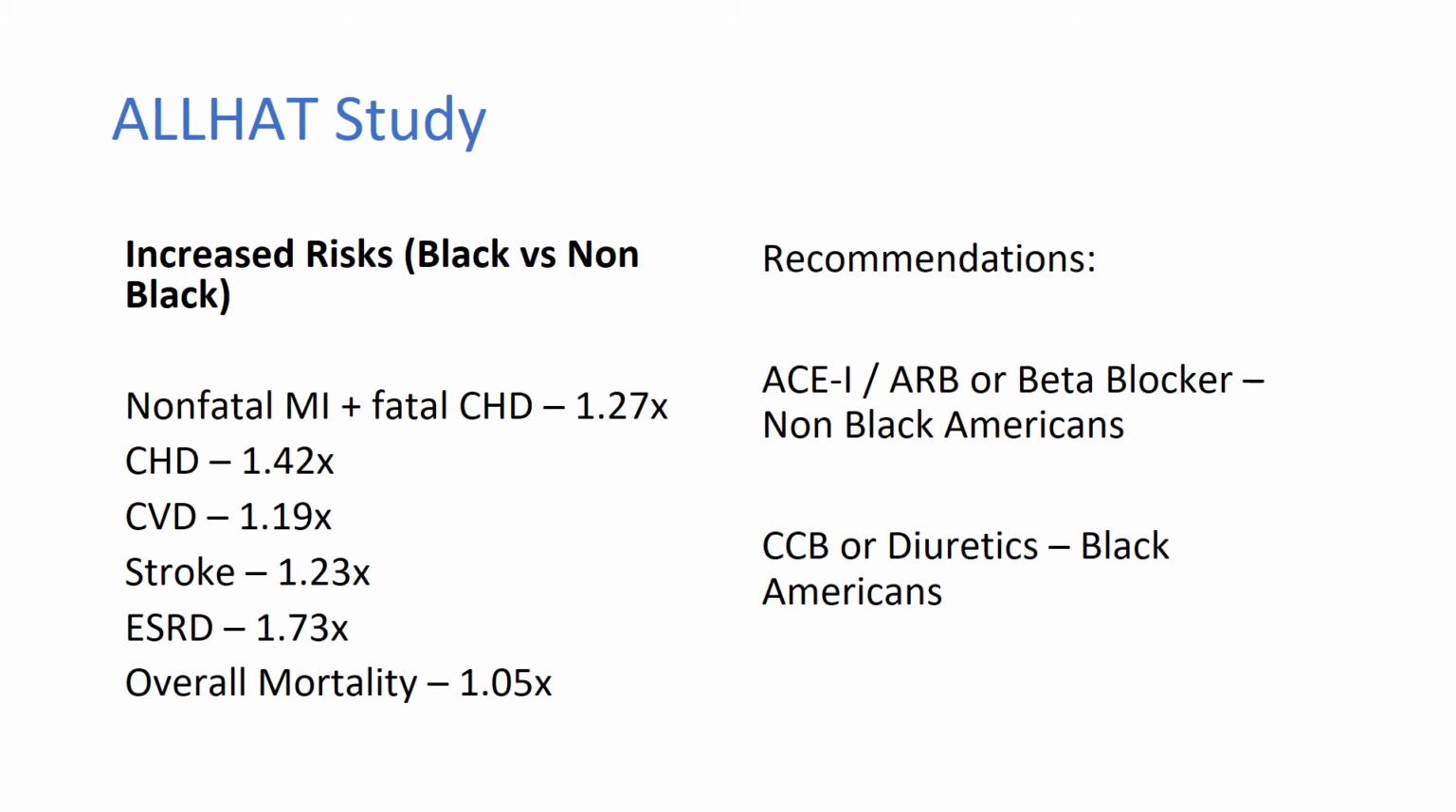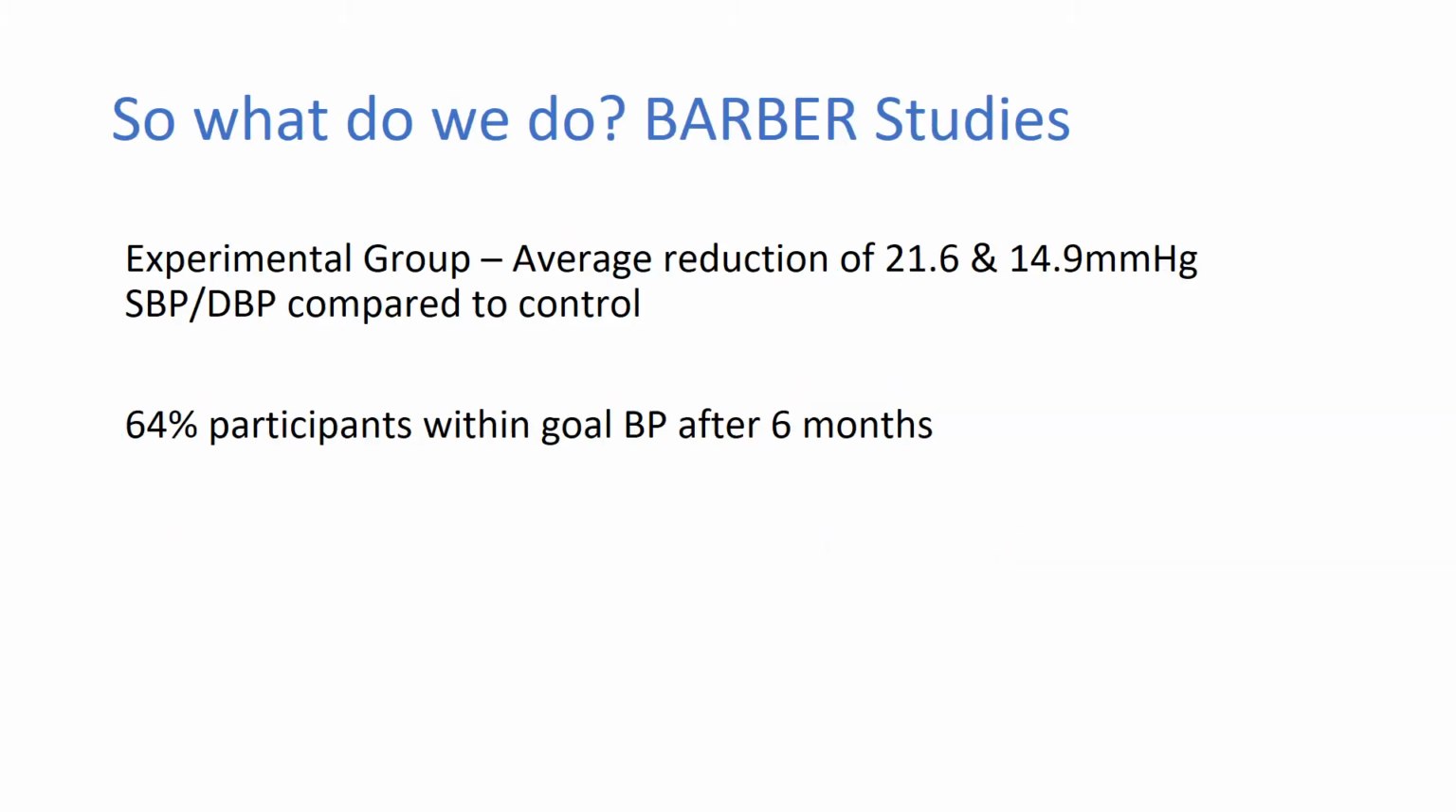Now, all of this is to say that the goal is not to know the treatments, but just to highlight how different populations are treated differently. So we have this disparity between Black adults and non-Black adults in the U.S., and so there's a question of what do we do to overcome these disparities? And I think it's interesting to look at the Barber studies as a potential answer.